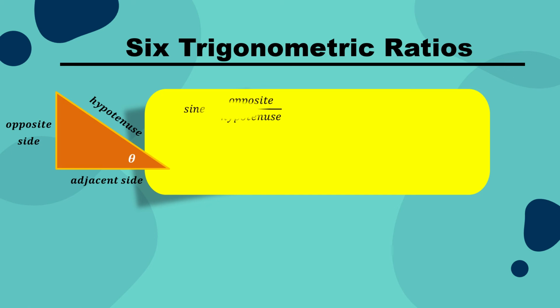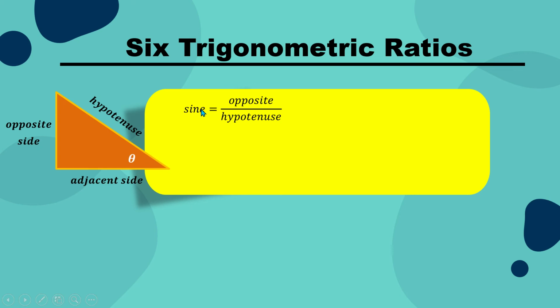So, what are the 6 trigonometric ratios? First, the sine function. The sine function is equivalent to the opposite side over the hypotenuse. Sine function is representing the variable y. If we go back to the Cartesian plane, the x and y coordinates, the x-axis is the adjacent side. The y-axis is the opposite side.